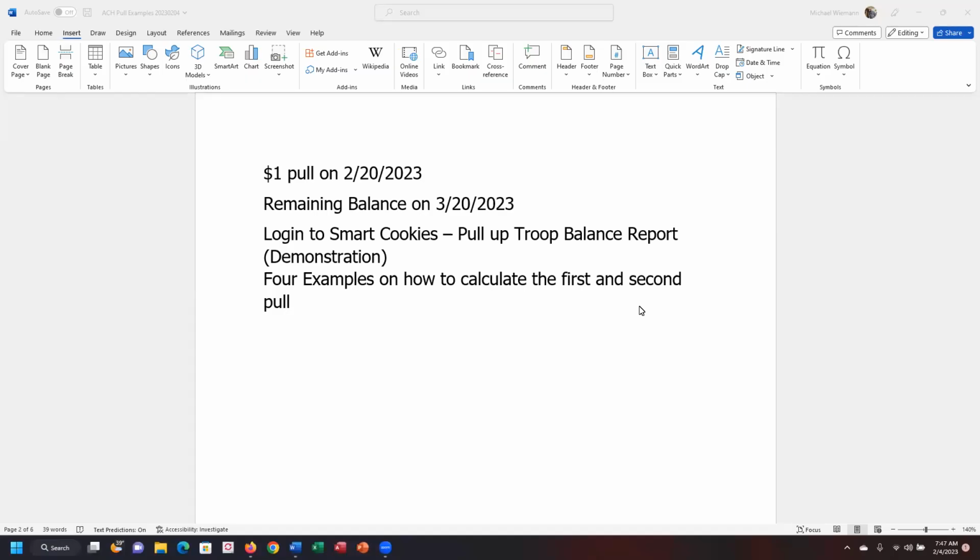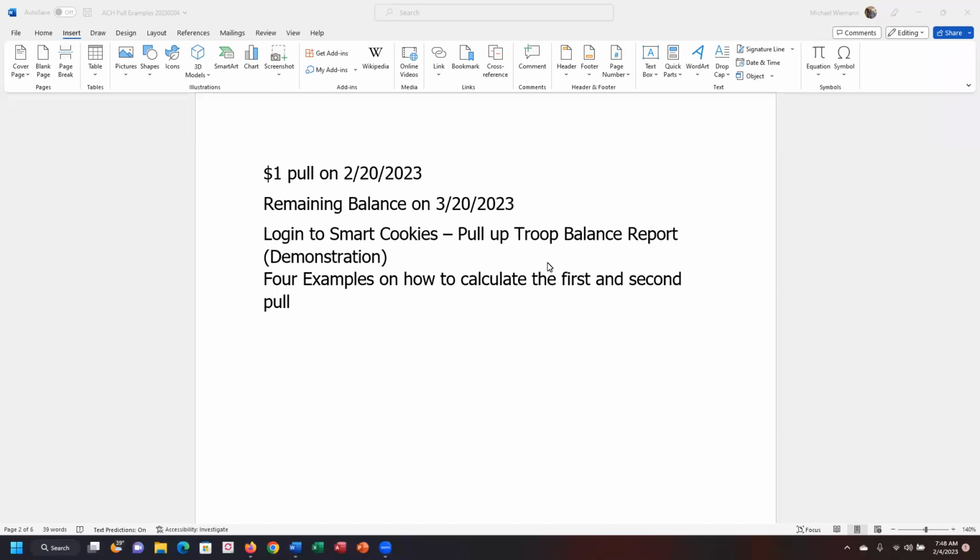Hello, everyone. I'm going to go over the process of determining how much you're going to have in your bank account relative to the first pull and the remaining balance on your cookies. Just as a recap, there is going to be a dollar pull on February the 20th of 2023, and then the remaining balance on March 20th of 2023.